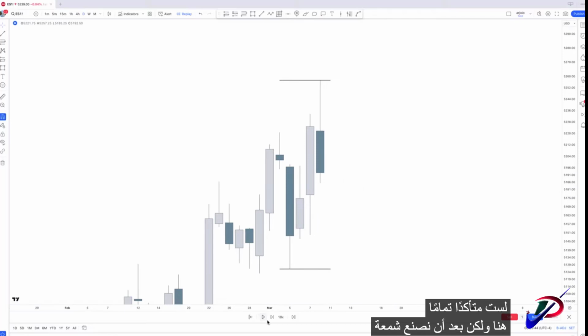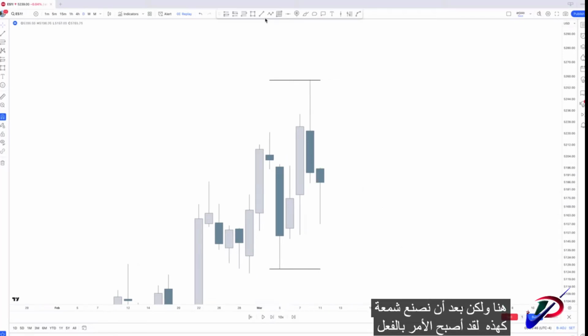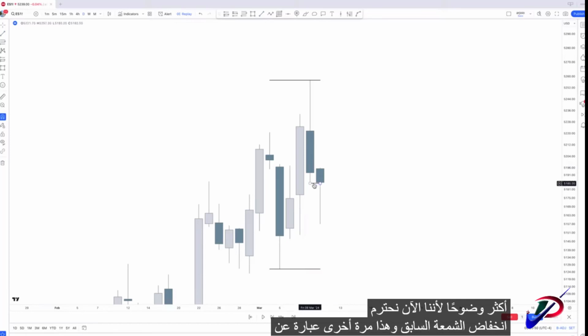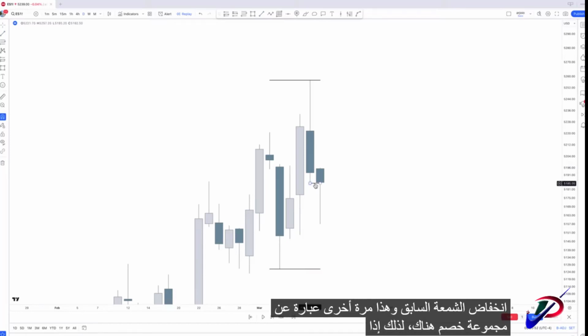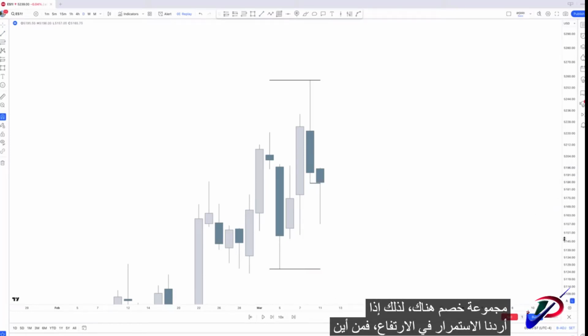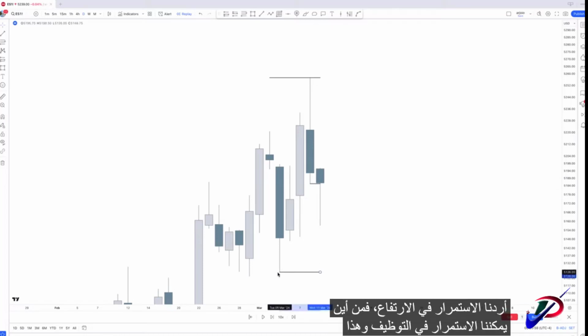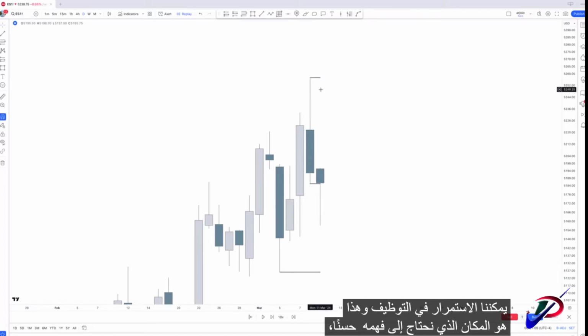But after we create a candle like this, it already becomes a little bit more clear because now we are respecting a previous candle low. And that is again a discount array right there. So if we want to continue higher, then where can we actually continue higher from? And this is where we need to understand as well.